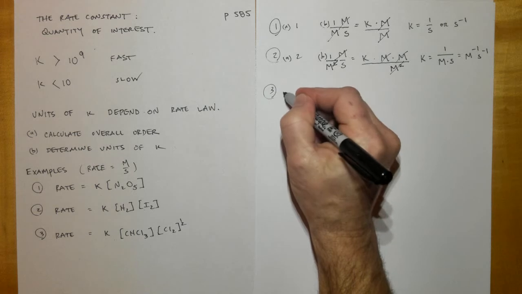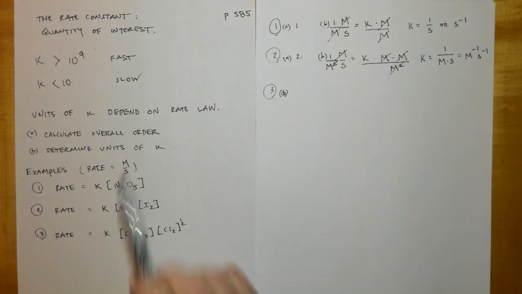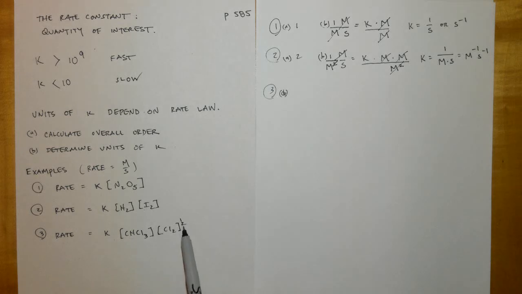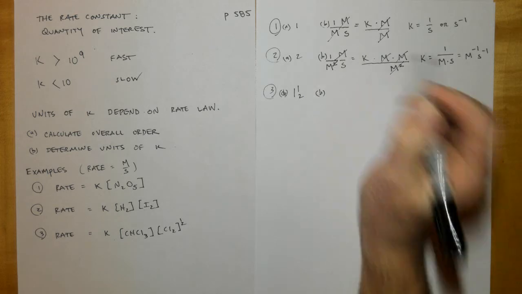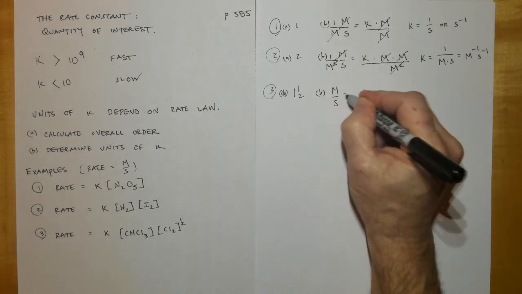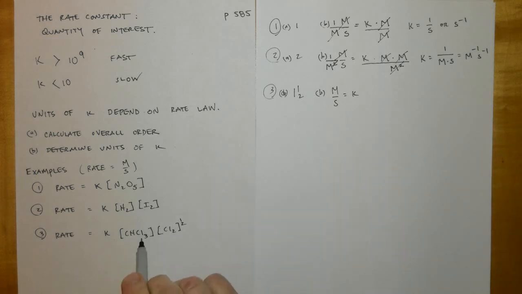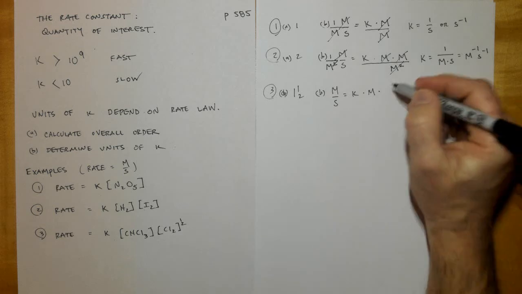All right, for reaction number 3, letter A, what is the overall order? 1 plus a half. Okay, 1 1/2. That's our overall order. B, find the units. Rate is molarity per second. K, that's what we're looking for. This would be regular molarity. And then this would be molarity to the 1/2 power.